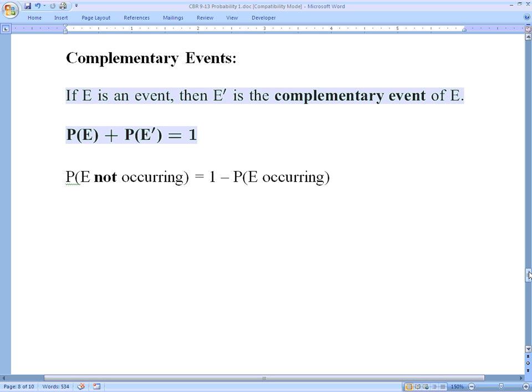And we finish with complementary events. If there is an event E, then E prime is the complementary event of E. The probability of some event plus the probability of its complement always add up to 1. So if you want to know the probability of something not happening, all you do is take 1, which is 100%, and subtract the probability of that thing occurring.